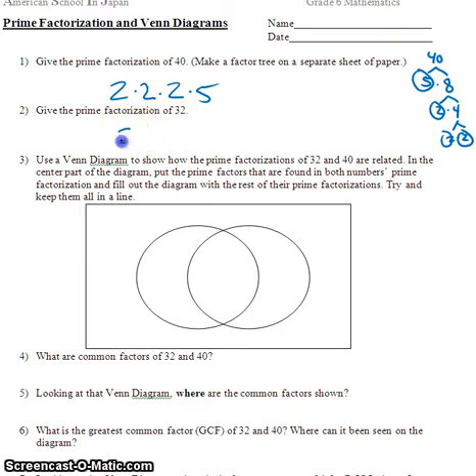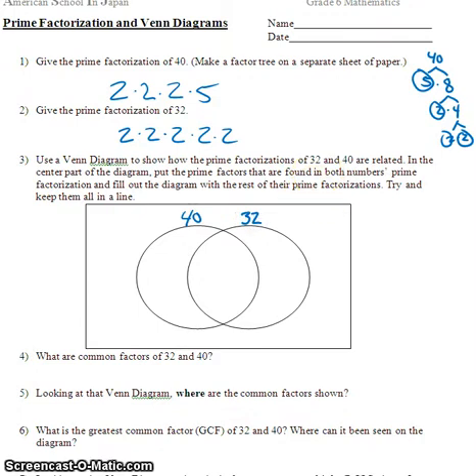Okay, you're back. Hopefully you got this as your prime factorization. So what we're going to do is try and put both of these numbers down in this Venn diagram. First I'm going to name each of these two circles. I can call them 32 and 40 because those are the numbers I'm working with. Now the order doesn't matter. Just to be clear, I could just as well have done 40 and 32.